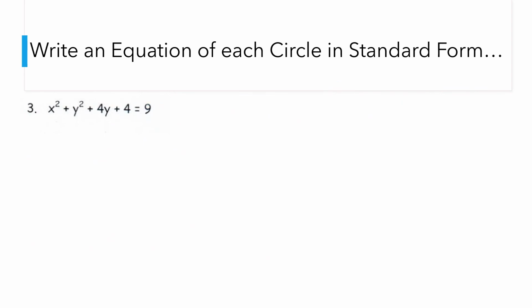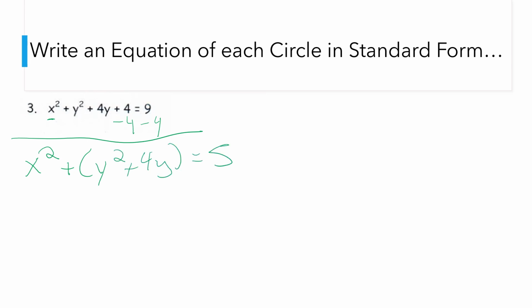Now the next two slides have a few more examples. I'm just going to go through them pretty quickly. This one's a little bit different because it doesn't have a linear term for the x's. So first thing I'll do is move the 4. So it'll be x squared plus, equals the 5.